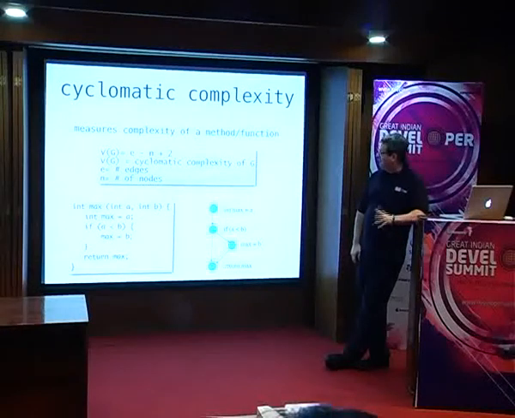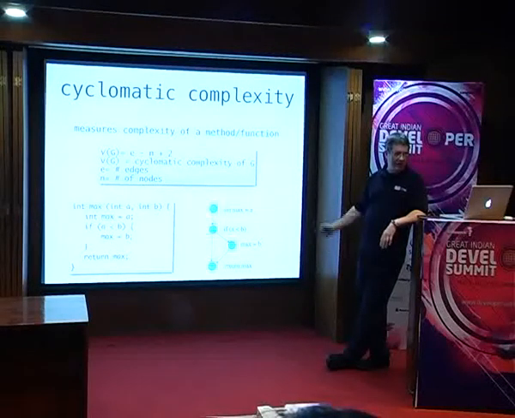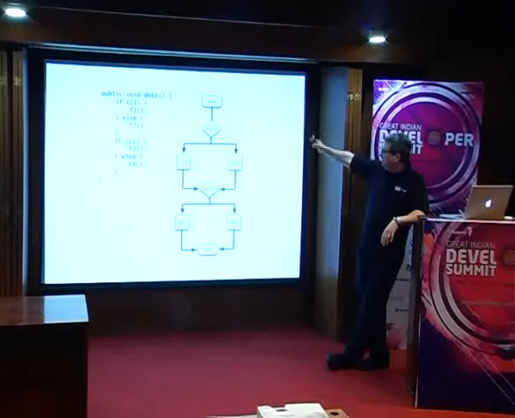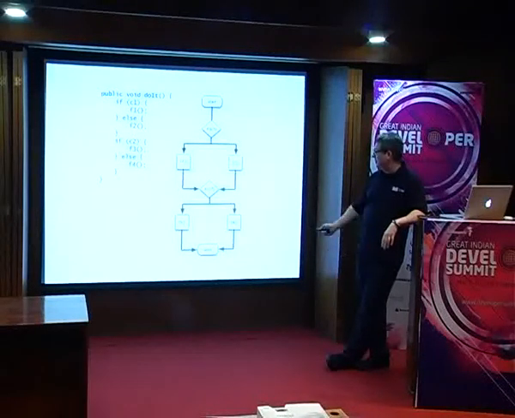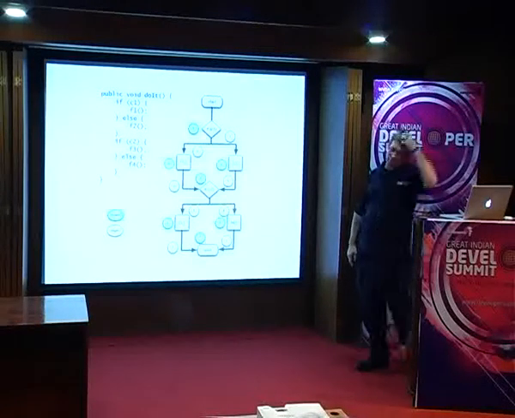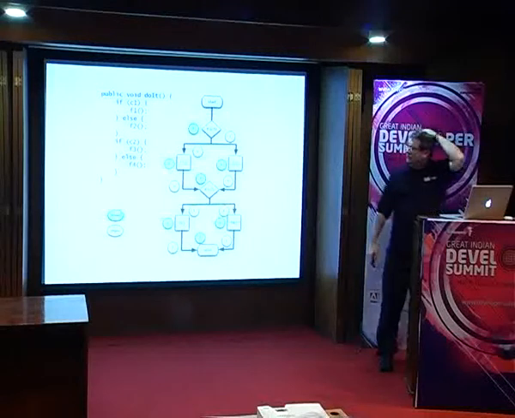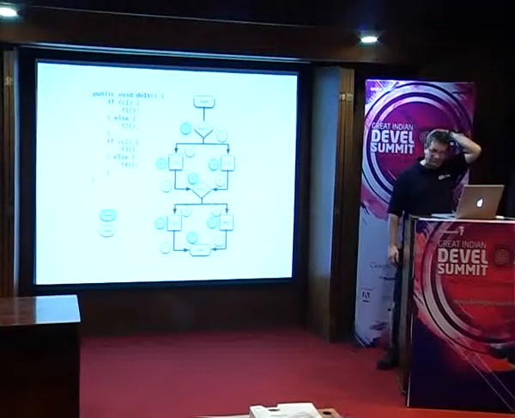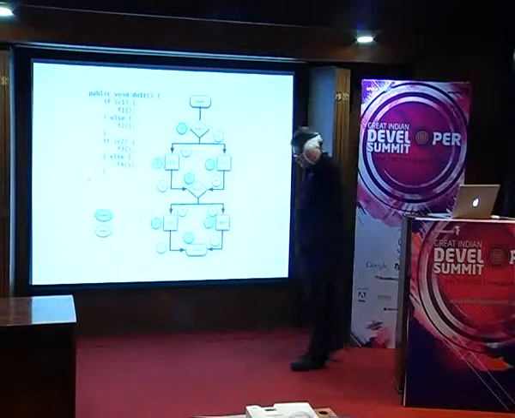But it's kind of boring when the numbers cancel each other out like that. So here's a slightly more complex method. I draw it out in this kind of edges and nodes view and count them up, and it looks like the cyclomatic complexity of this guy is 3. 8 minus 7 plus 2 is 3. So that's the numeric value of the cyclomatic complexity of this particular method.